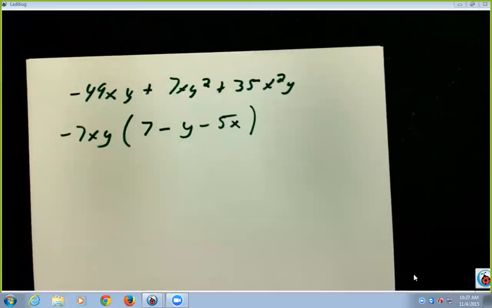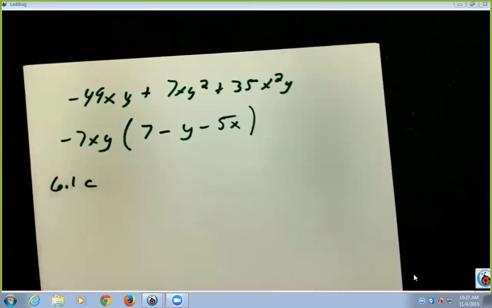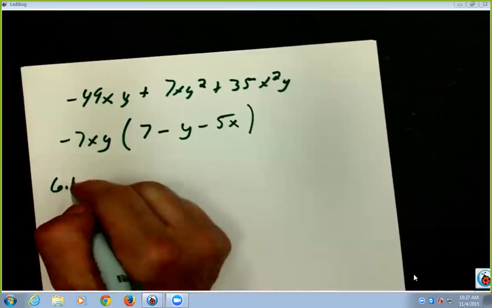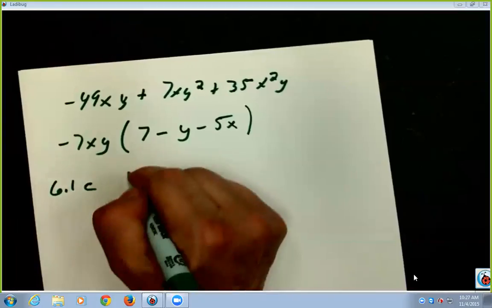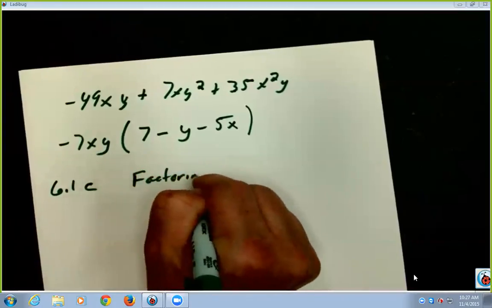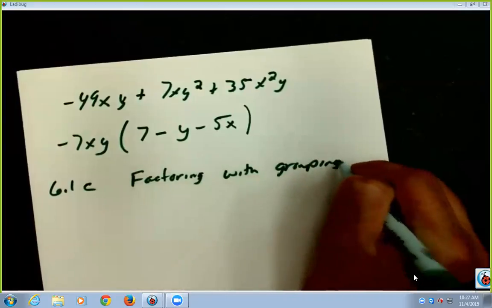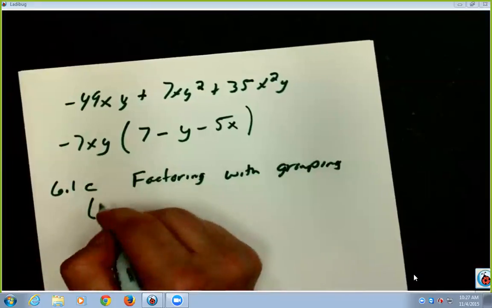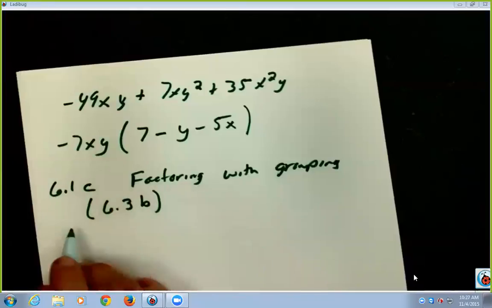So the last piece for today, we're only going to do 6.1 A, B, and C, and then my little extra sheet that's going to help you get into doing the other factoring we're going to do the following week. So 6.1C is taking a look at grouping. So factoring with grouping. And we're going to use this in 6.3B. So that's where we're going to use it.